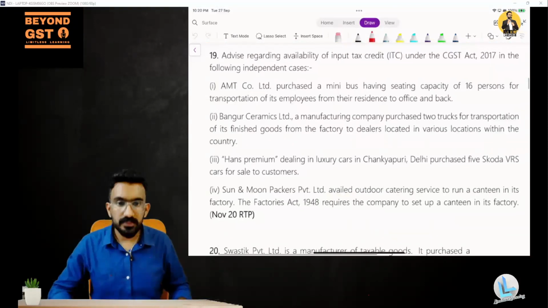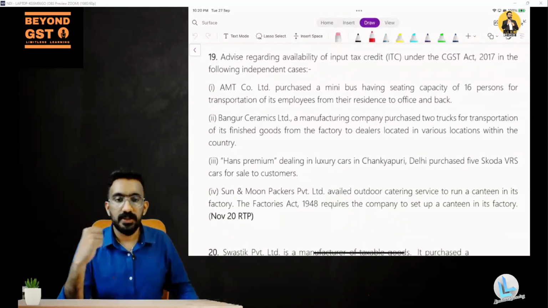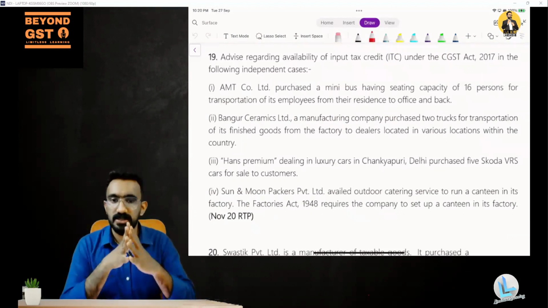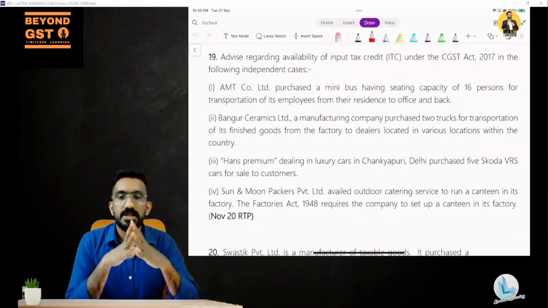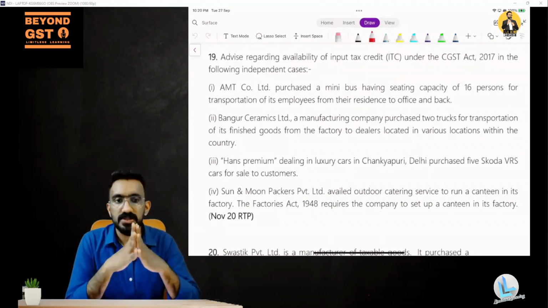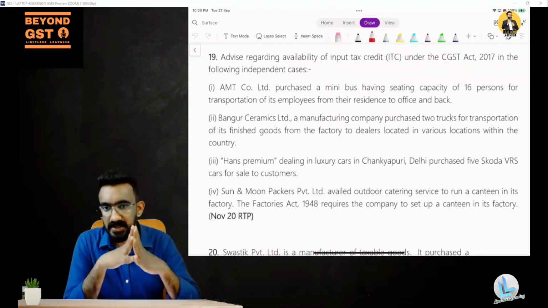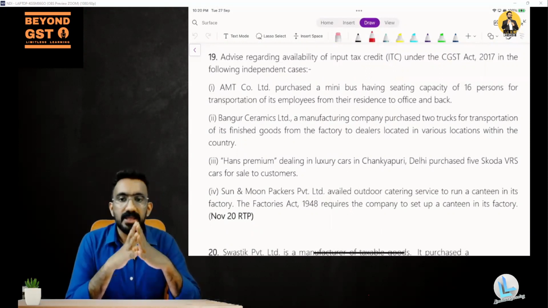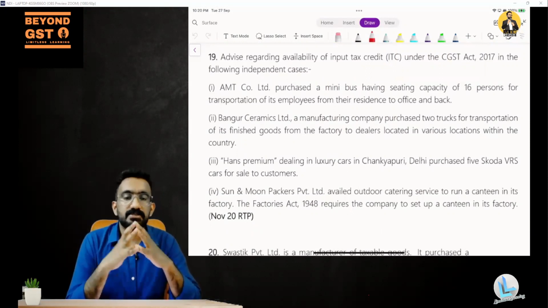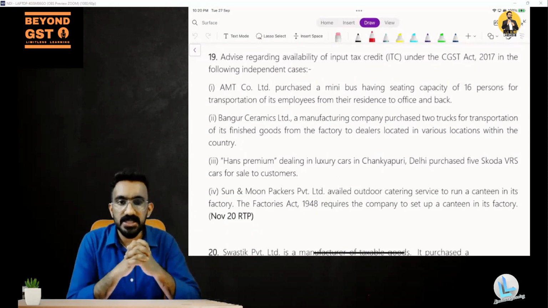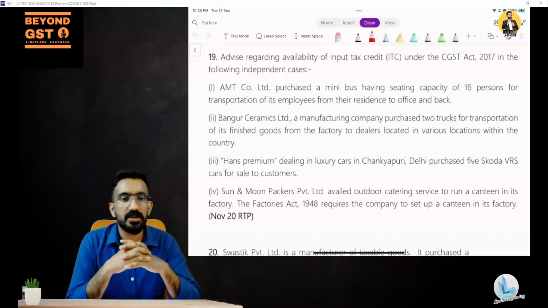Let me ask you a question to ensure that you're understanding whatever concept we have discussed. Now, the question says, advice regarding availability of ITC under CGST Act 2017 in the following independent cases. Number one, AMT Company Limited purchased a minibus having seating capacity of 16 for transportation of its employees from their residence to office and back. Can they take credit? Yes. Why?